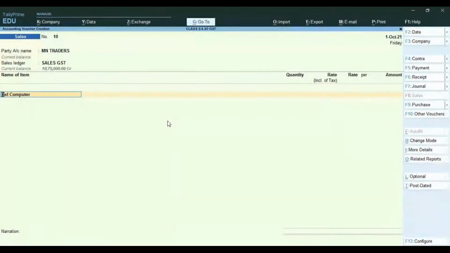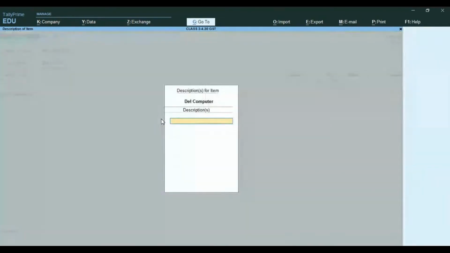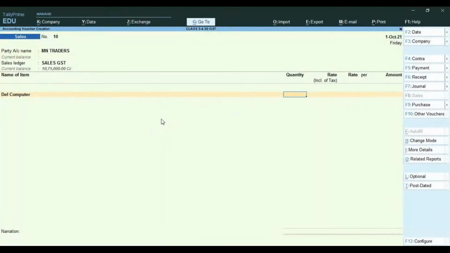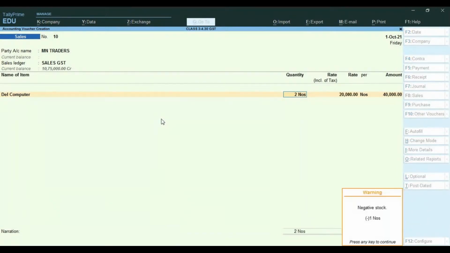You can see that under rate, you have the thing called inclusive of tax. Is that visible to everyone? Quantity is there, rate, under that rate you see inclusive of tax. Two quantities, rate inclusive of tax.